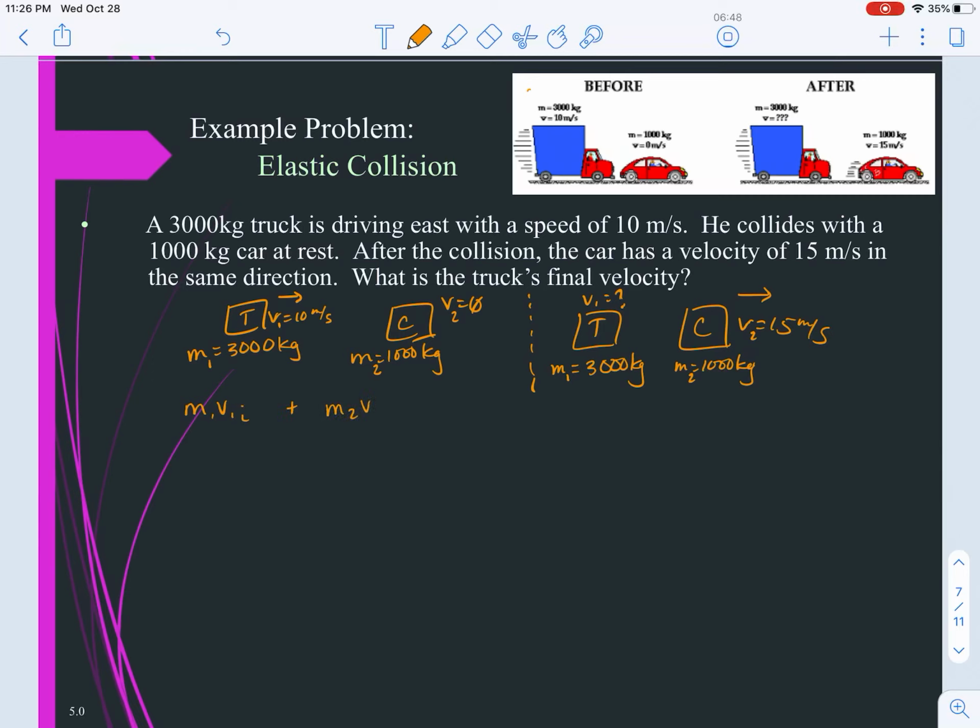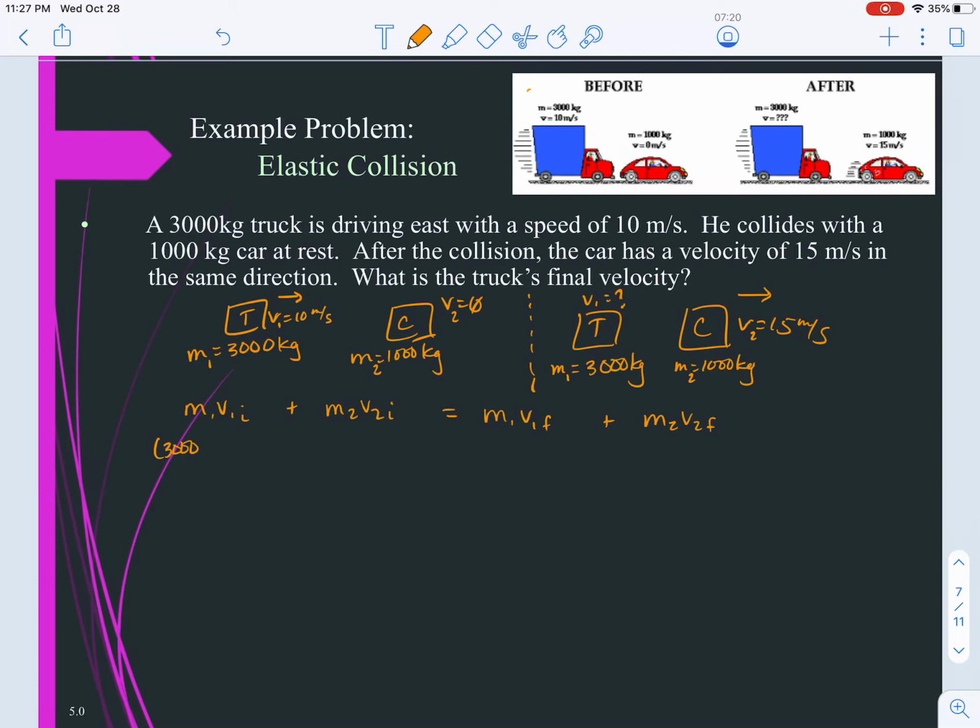So my formula is m1v1 initial plus m2v2 initial equals m1v1 final plus m2v2 final. And so I look at my picture, I've got 4 different boxes, 4 different momentums, right? My initials are all on the left, my finals are all on the right. My truck in this case was object 1, and my car is object 2.